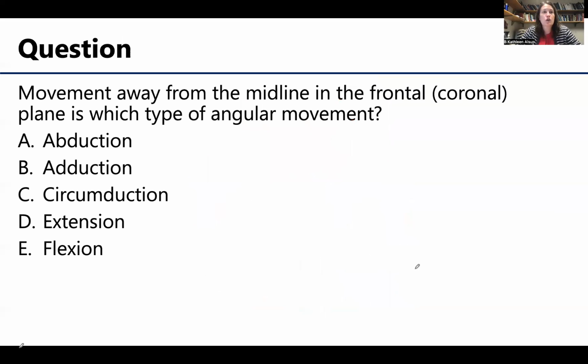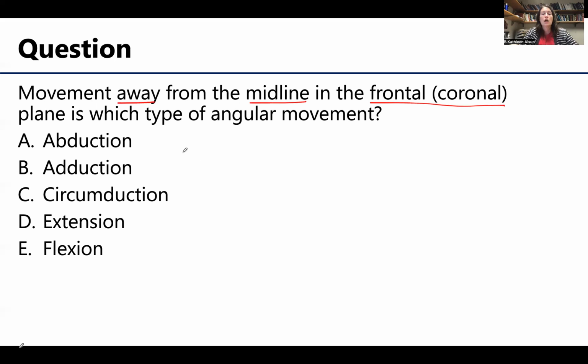Excellent. So that leads us to our question. All right, movement away from the midline in the frontal or coronal plane, that plane that splits the anterior and posterior portions of the body, is which type of angular movement? Okay, so pause the video, and when you're ready, let's talk about this. The stem here really is key. So movement away from the midline in that frontal and coronal plane is which type of movement?